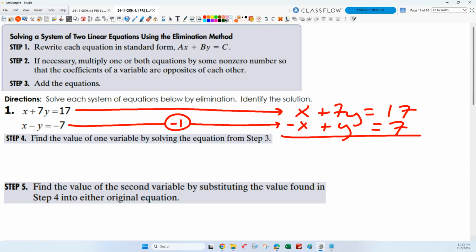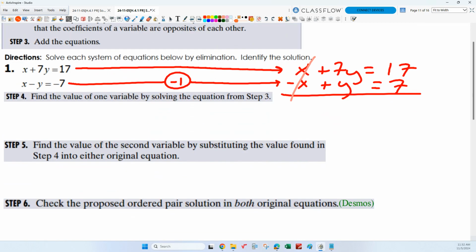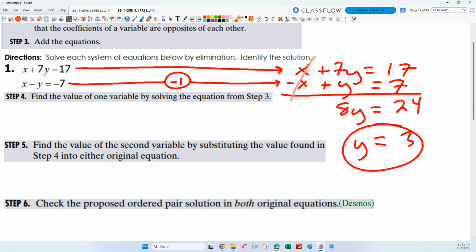Something good happens. The x's cancel, and I end up getting a new linear equation, but this time it's only got y's in it. 7y plus y is 8y. 17 plus 7 is 24. So what is y equal to? 3, yeah. We're halfway there. Now what? Do the same thing for the... Same thing? Well, okay, what do you mean by same thing? Eliminate the y. I could do that, and it would work. That's just a lot of extra work, though. There's an easier way to get to the other answer.